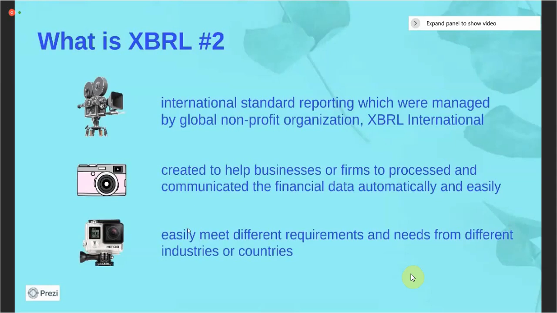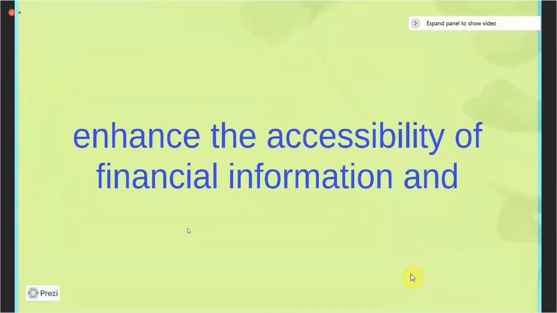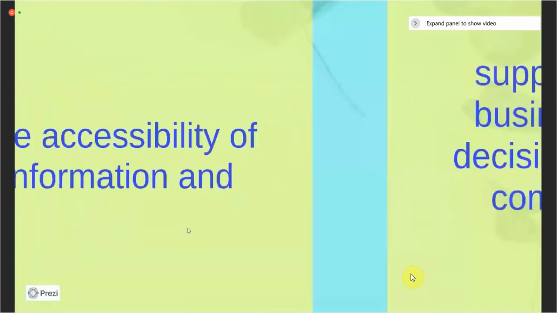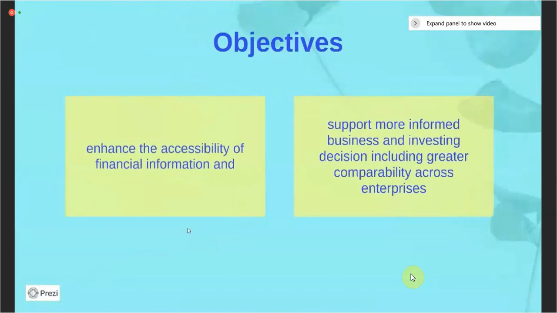Just as the film camera changed to the digital camera, PDF-based reports can also change to XBRL format, which makes it a lot easier to interpret data. Their accessible nature shows that they can easily meet different requirements and needs from different industries or countries. The objective of XBRL is to enhance the accessibility of financial information and to support more informed business and investing decisions, including greater comparability across enterprises. They believe that this movement to digital financial reporting will be utilized faster, better, and cheaper.